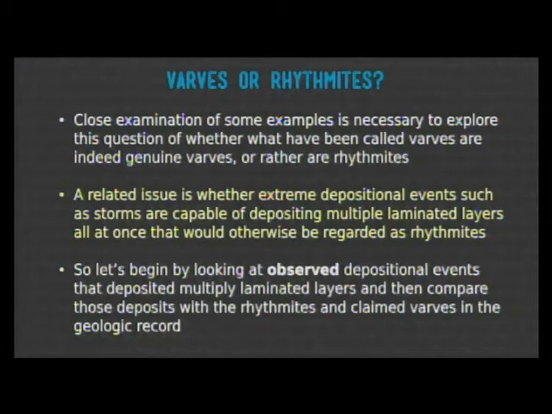Closer examination of some examples is necessary to explore the question of whether what are called varves are really genuine varves or whether they in fact are rhythmites. A related issue is whether extreme depositional events such as storms are capable of depositing multiple laminated layers all at once that would otherwise be regarded as rhythmites.